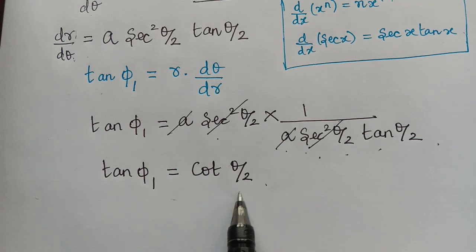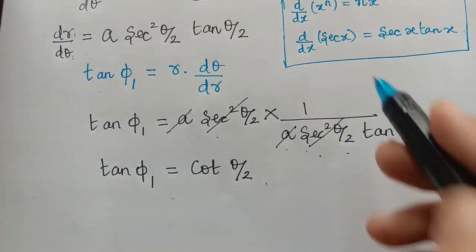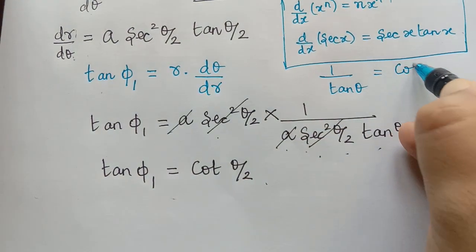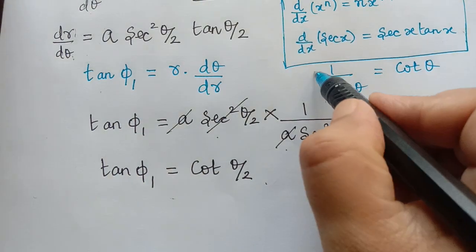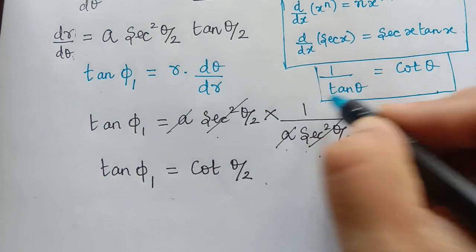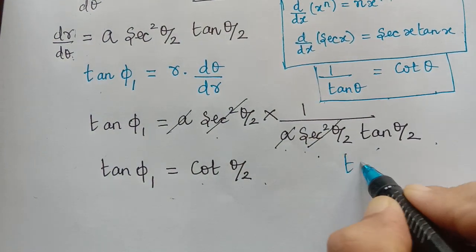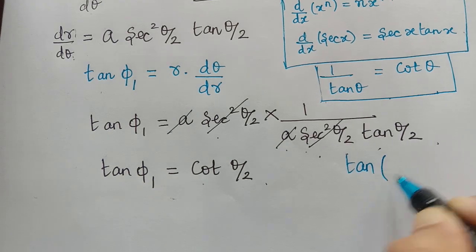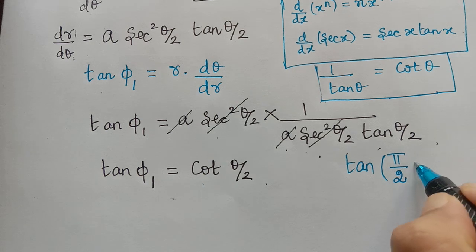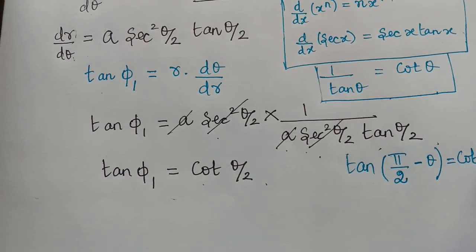Now here we are going to use a formula, so let me list it out. First we used 1/tan. We know that 1/tan θ is equal to cot θ, so using this formula we have obtained this value. Next we are going to use tan(90° minus θ). 90° can be written as π/2. So tan(π/2 minus θ) will be equal to cot θ. So this is a formula.